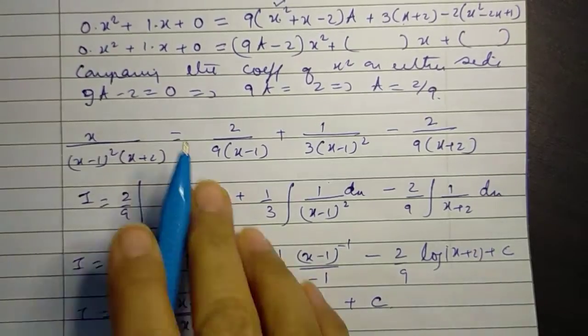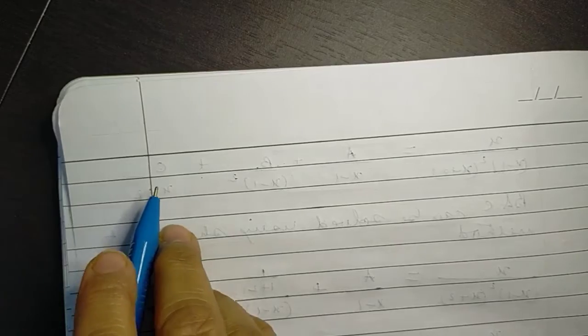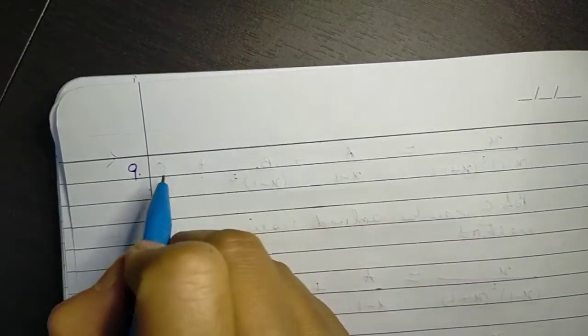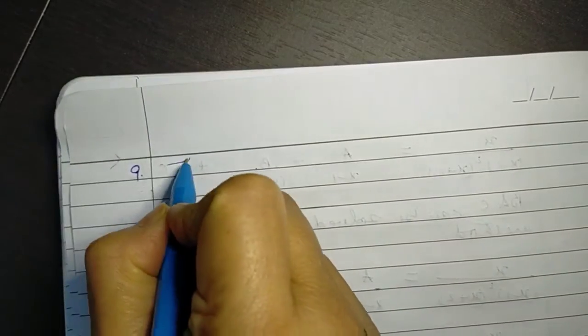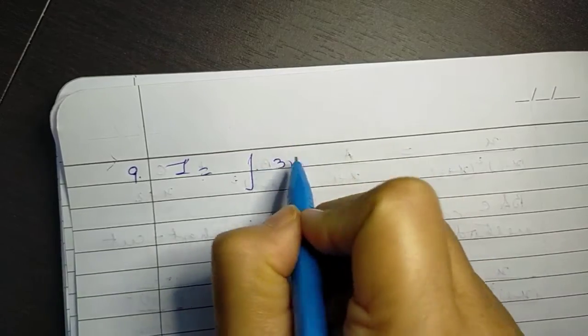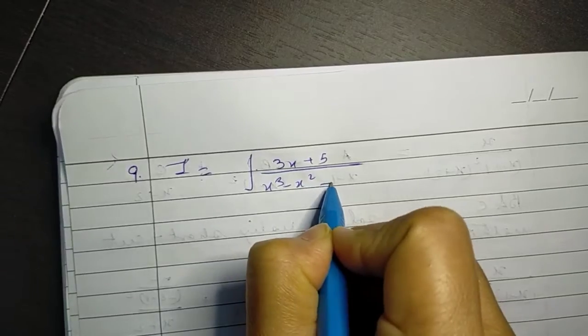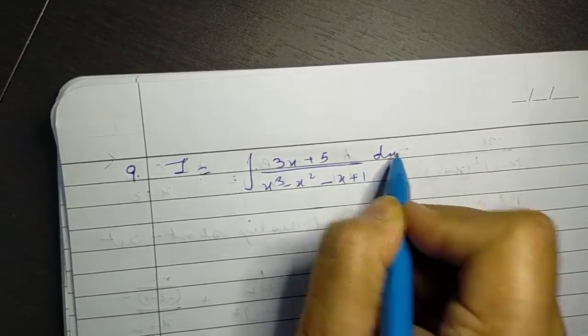So this way we have taken two different kinds of questions. One where the quadratic in the denominator could not be factorized further. In the next question we got all linear factors, but two of them were repeated. Now we take question number 9, which is yet another kind. Okay, so here we have to solve 3x plus 5 upon x cube minus x squared minus x plus 1 into dx.